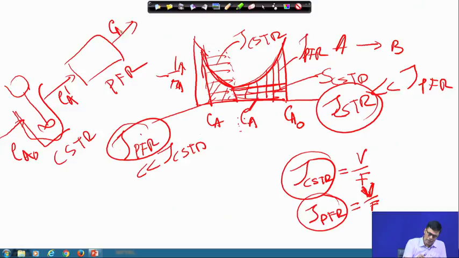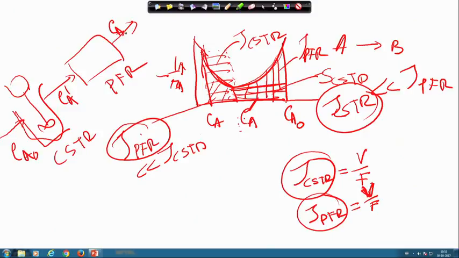Now, why I told all these things is that the coming problem is also going to deal with similar things. The only thing is how we can find out, if you operate the CSTR, how much substrate is converted, and if it is followed by a plug flow reactor, how much substrate will be converted. So, what is the value of CA dash and what is the value of CA that we are going to convert? Okay.